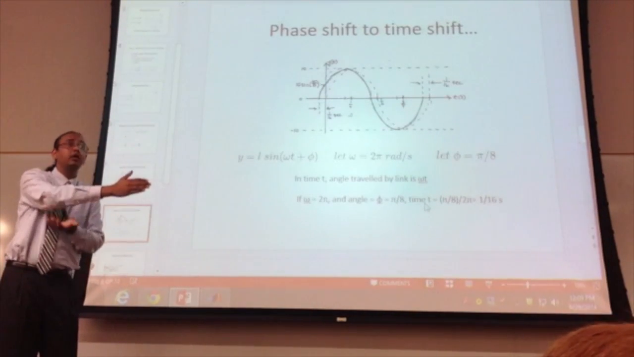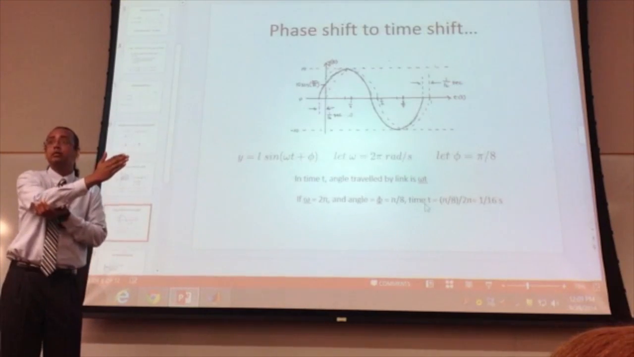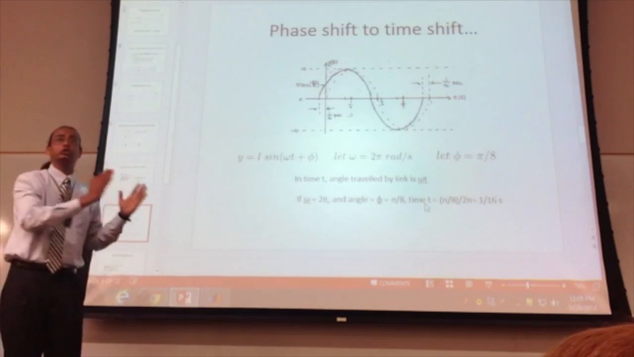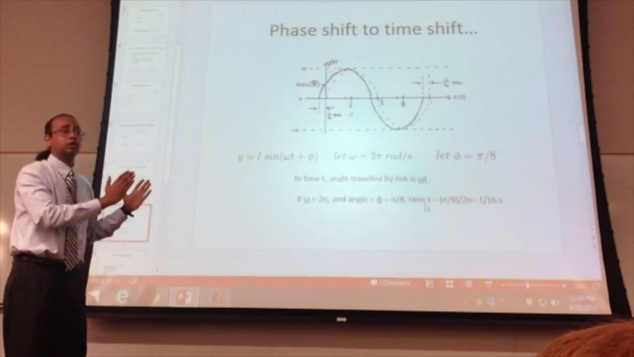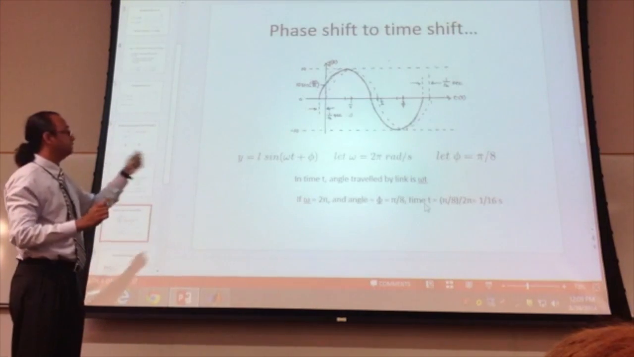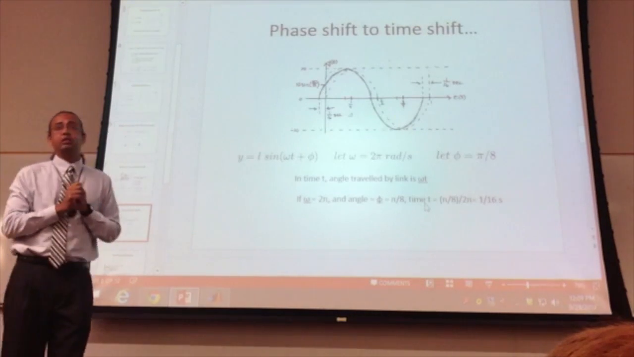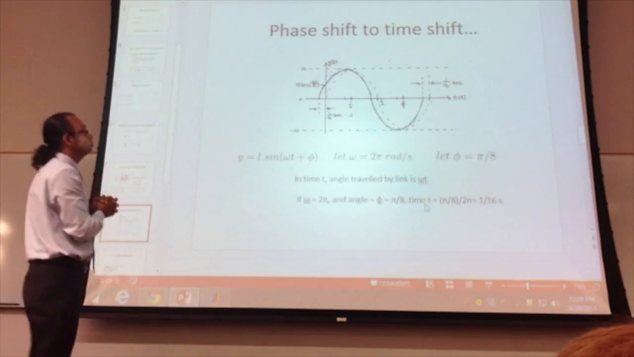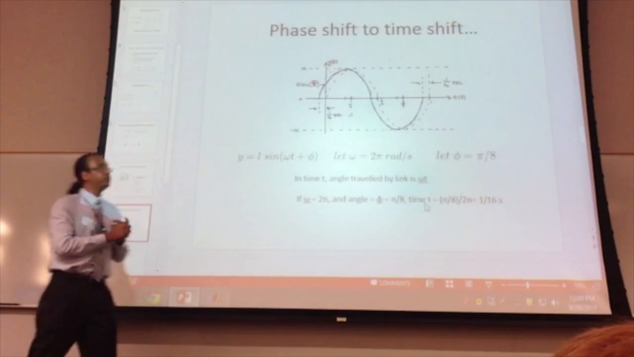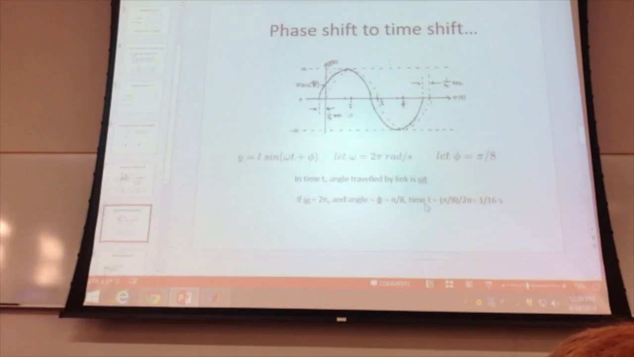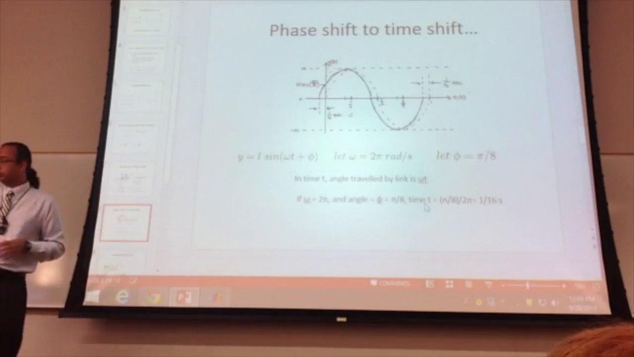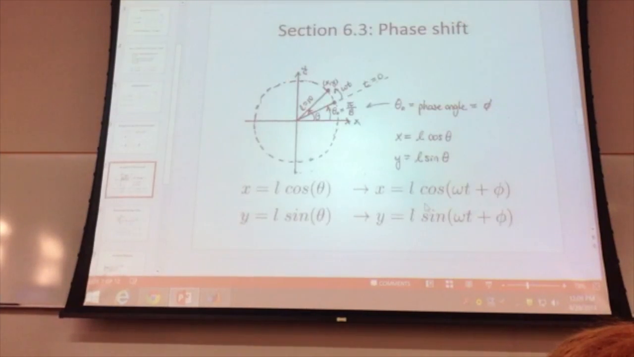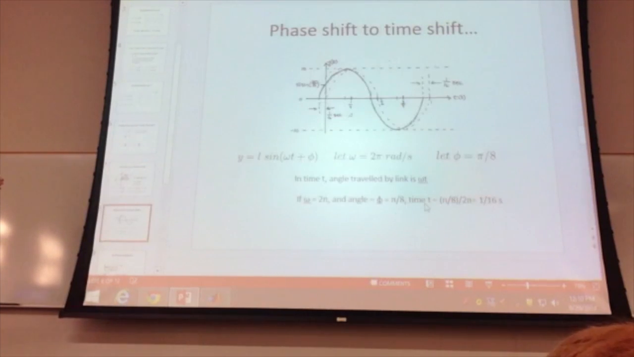So we have to find out if you rotate by a certain angle, how much should you shift along the time axis in order to accommodate that, right? So in this particular example, we say that the angular velocity omega is 2 pi radians per second, and the phase shift is pi divided by 8 radians. So which is the same example that I had here, right? So if I phase shift by pi by 8, how much should I slide the position versus time curve left or right in order to represent that, right?